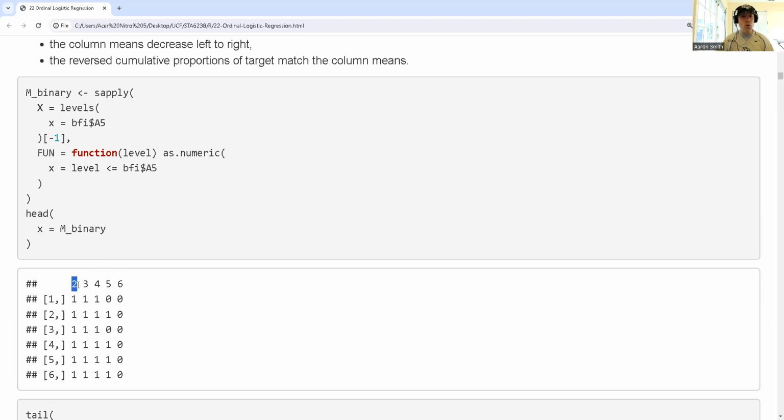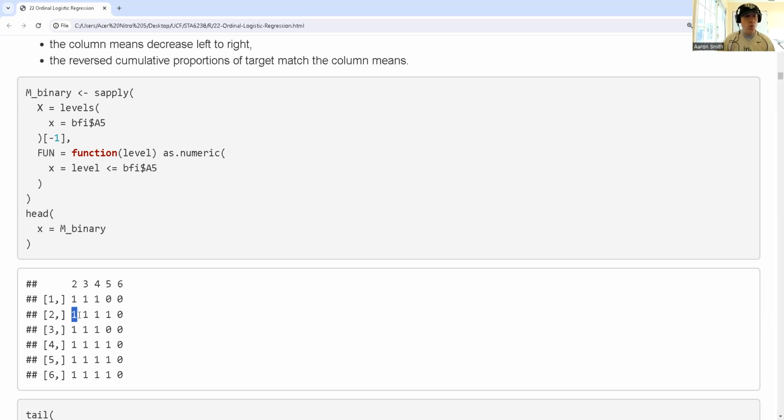So this is level 2 or greater, level 3 or greater, level 4 or greater, level 5 or greater, level 6 or greater. In this presentation, a 1 means that it was 2 or greater, 3 or greater, 4 or greater. So now I know that it was less than 5. All right, so here row 1 was level 4.